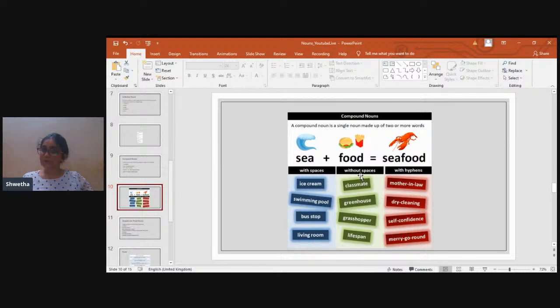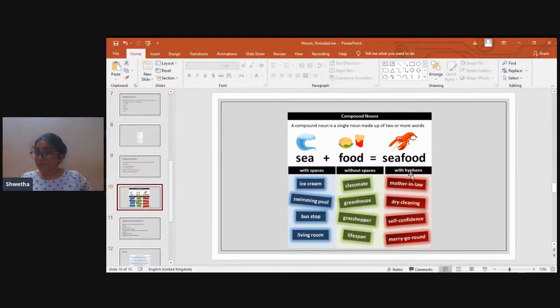Compound nouns without any spaces. Classmate, greenhouse. Now, what is a greenhouse? It is a place where you can grow plants, especially in foreign countries when there is winter and snow comes into the picture. A greenhouse is very important. It keeps the plants protected. Right? It's a very controlled environment where they grow the plants. Grasshopper, we saw. Lifespan. You all know what lifespan is, right?